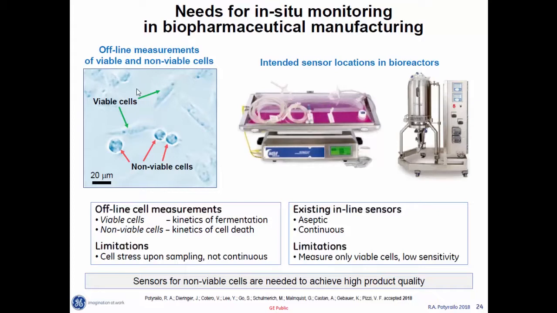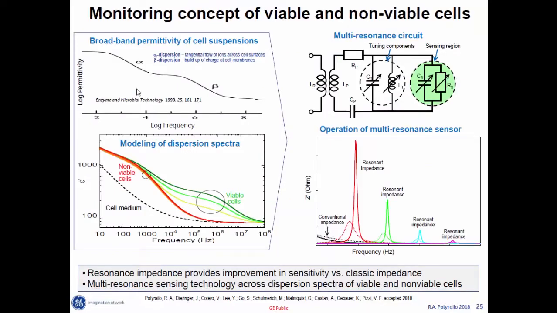And that's why people take samples and do the measurements offline. When you do those offline measurements, those live cells or non-viable cells are getting stressed, and your ability to do the correct measurements is decreasing. So if you have the ability to make these measurements in situ, that would be quite nice.